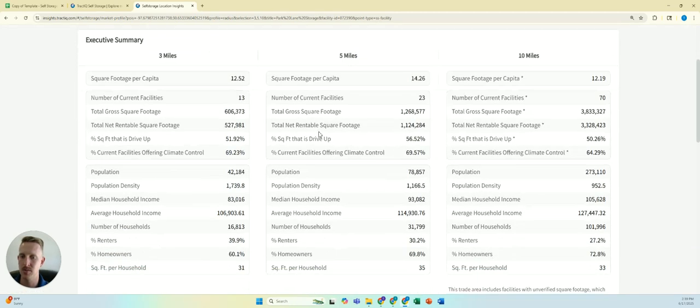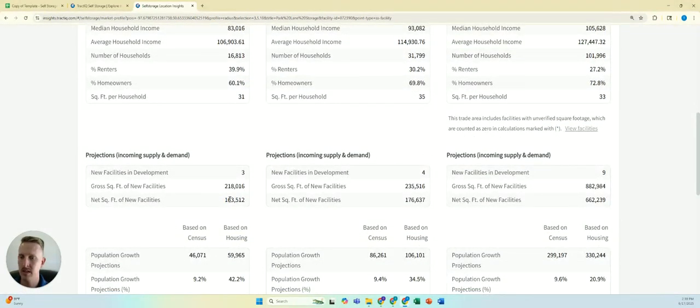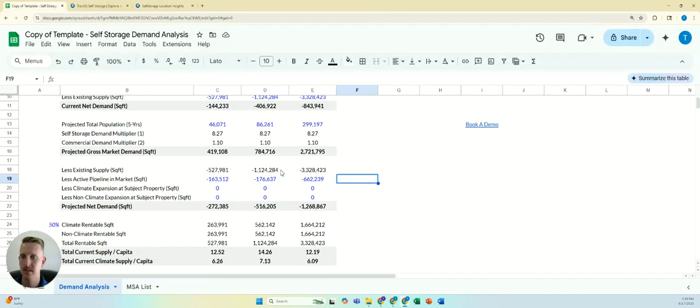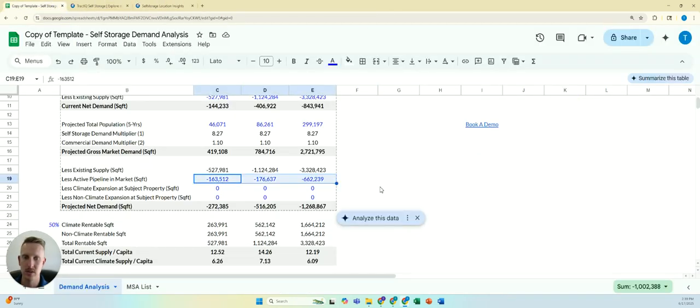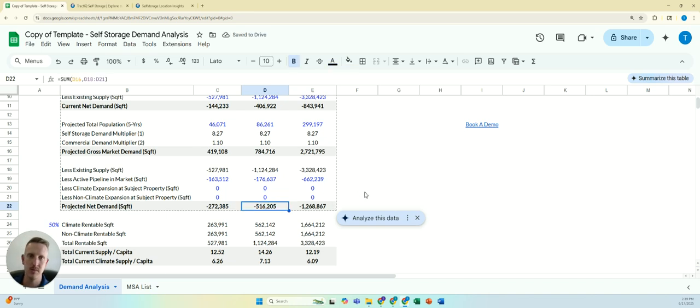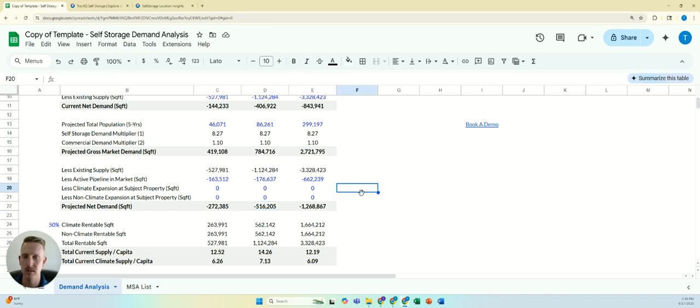I'm going to go back to Executive Summary, and here is where I can find the data, the amount of square footage that is projected to be delivered soon within the next 5 years. So I'm going to take that data, I'm going to plug it in here to make sure we account for that in our calculations. These next 2 lines are for you to use if you are planning to expand your facility. So if I was to buy this property and I'm planning to do an expansion, I could account for that here in this calculation. But for this example, I'm going to leave it at 0. Let's say I'm not planning to expand the property, so we'll leave it at 0.